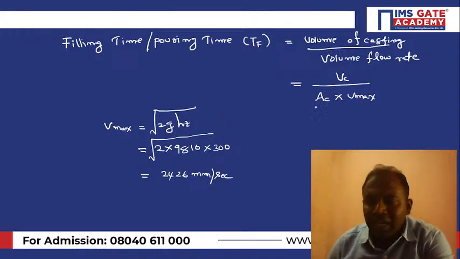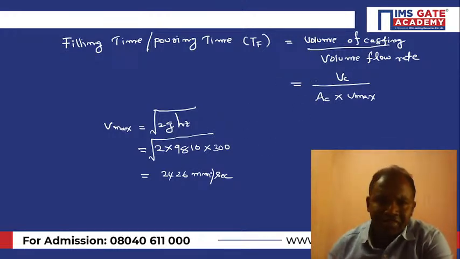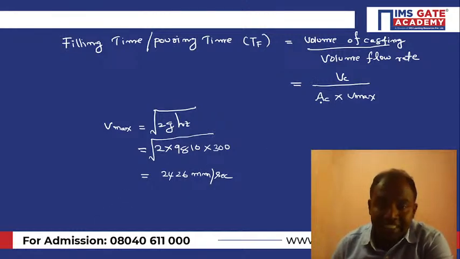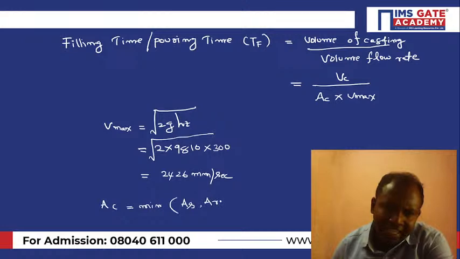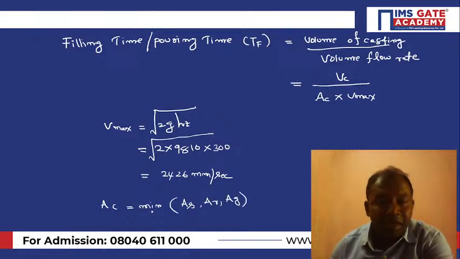Now while you are deciding the V_C, sorry, A_C. So A_C means it is a minimum of sprue area, runner area and in-gate area. That means whichever is the minimum value, that you have to consider.